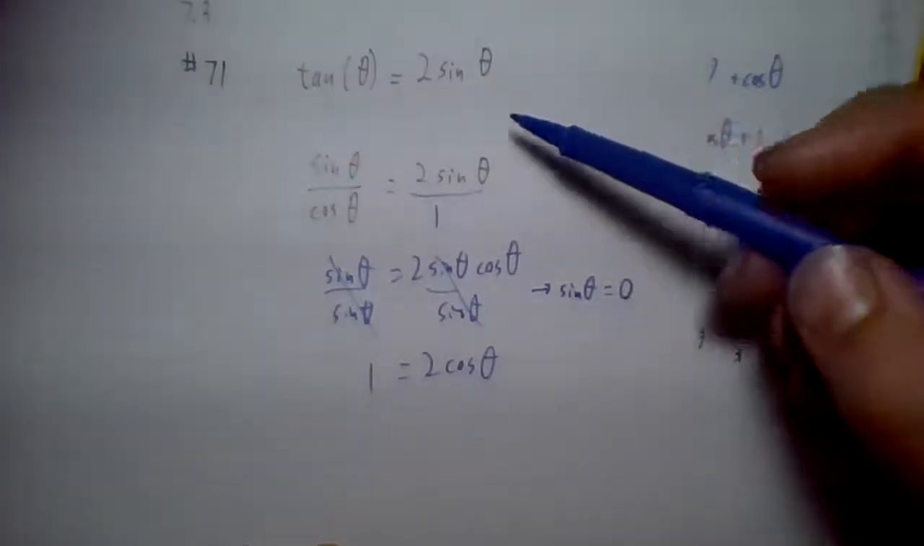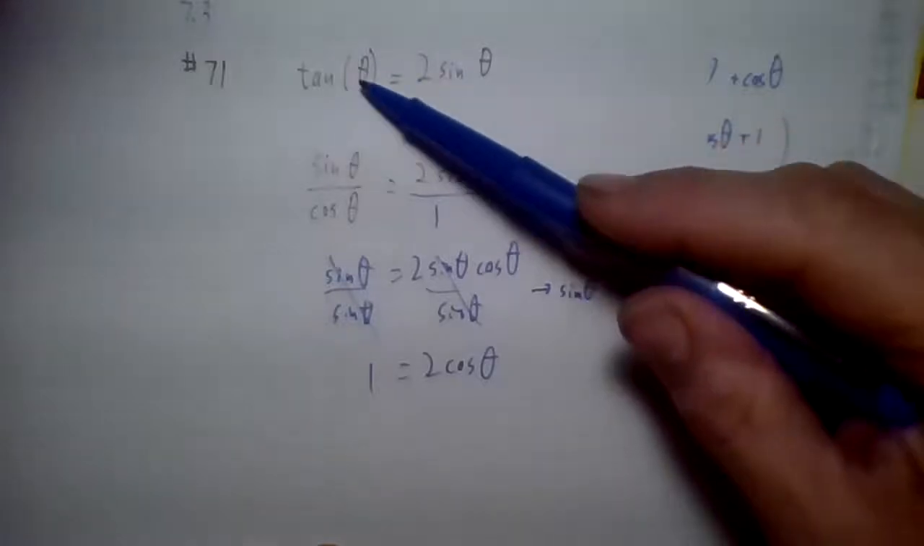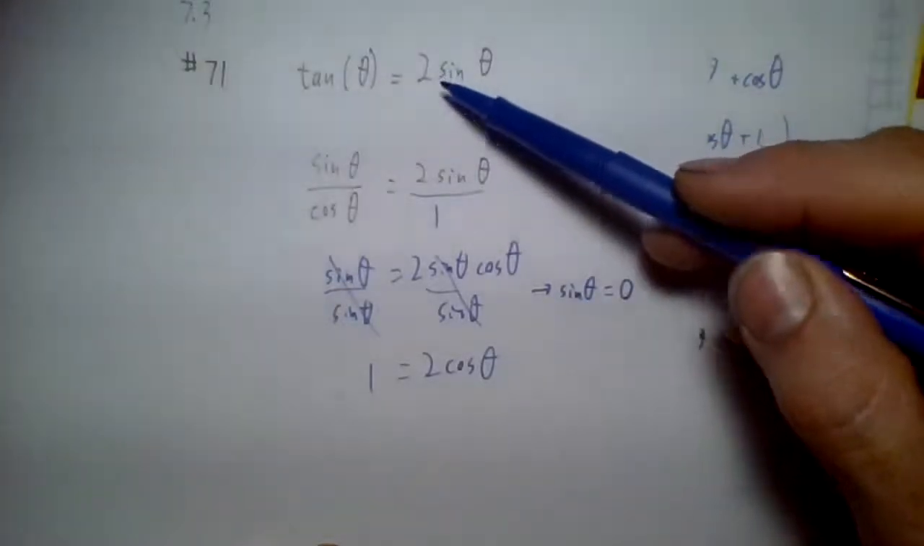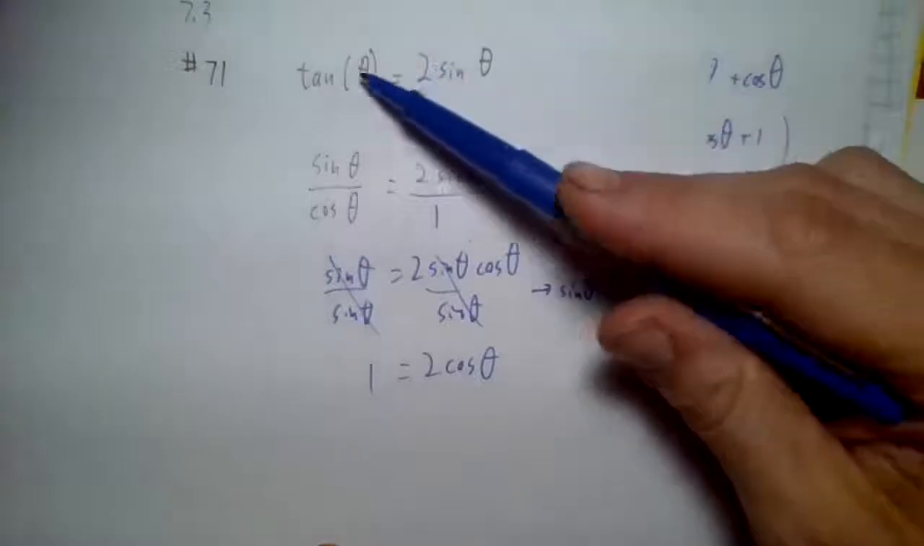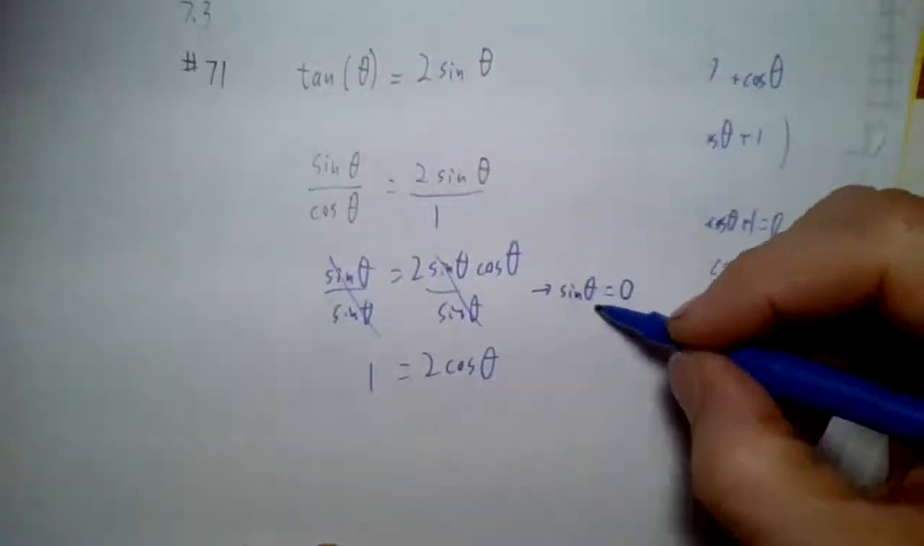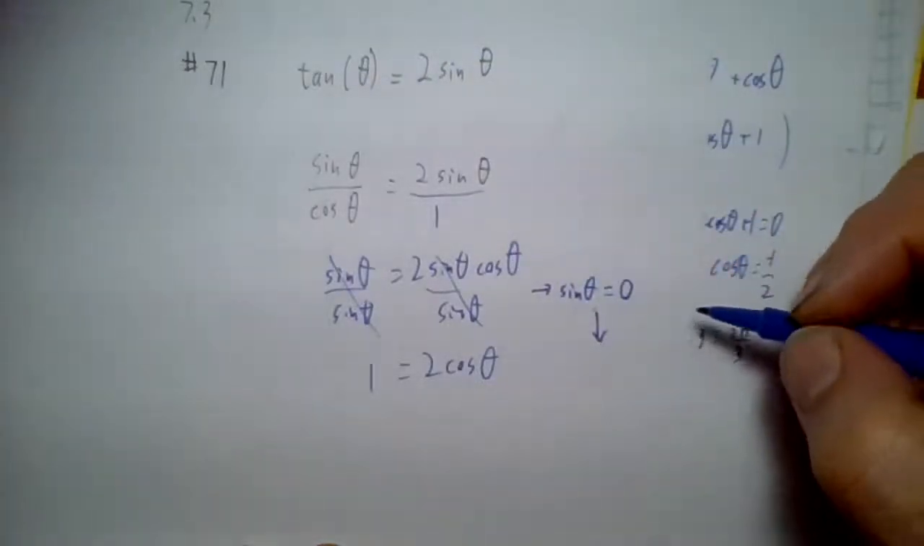And what would happen then? Well, that would actually be a solution to this equation. If sine was equal to 0, these are both going to equal 0. That would actually work as solutions. So that leads to some solutions.